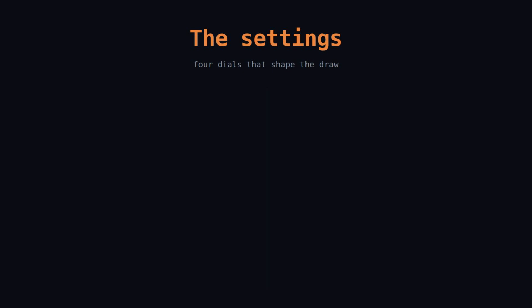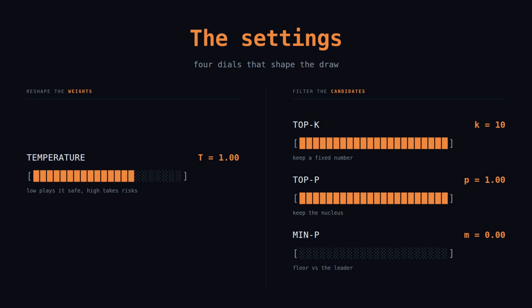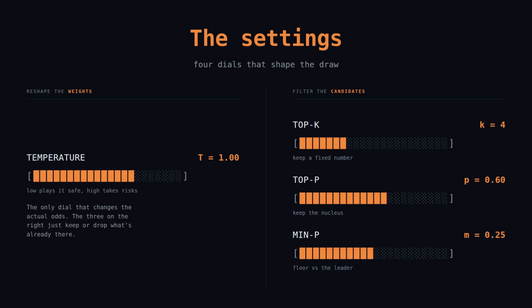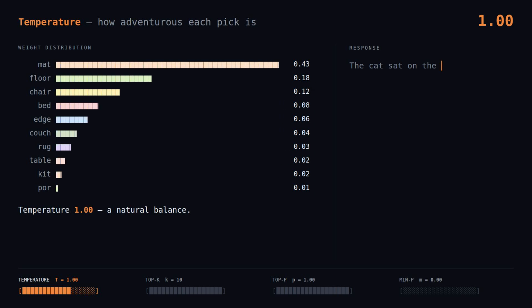Now let's look at the settings that shape how that draw happens. They split into two kinds. Some reshape the weights themselves, while others act more like filters that just trim which candidates survive. So let's go through them one at a time, starting with temperature. Temperature reshapes the weights themselves. It decides whether the model plays it safe or takes risks.